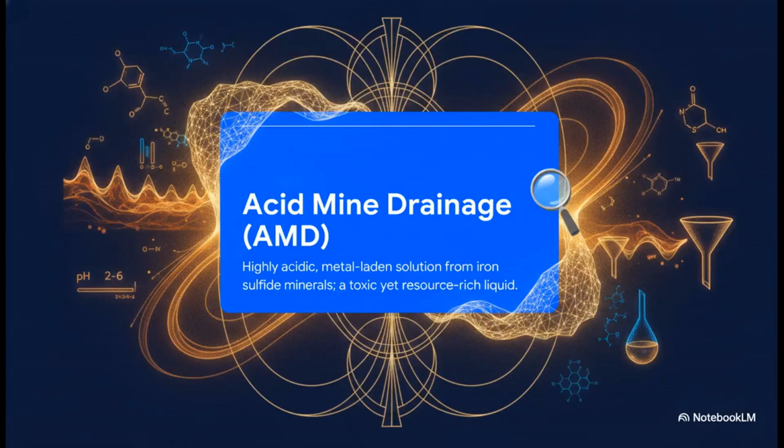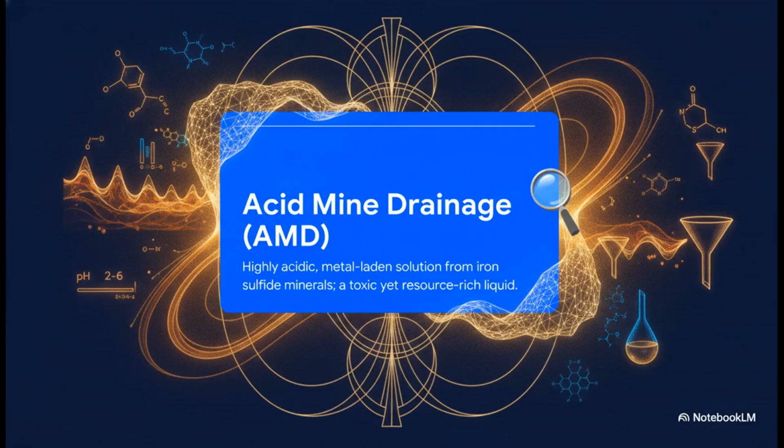Okay, let's dive into this. Now, in our previous deep dive, we explored the biological and reticular chemistry approaches to remediation. But sometimes biology just needs a heavy-handed assist from the hard sciences to handle the sheer volume and extreme complexity of mine waste. Take acid mine drainage, or AMD, for example. We're talking about a highly acidic solution, usually sitting somewhere between a pH of 2 and 6, which happens when iron sulfide minerals get exposed to air, moisture, and microbes during mining.